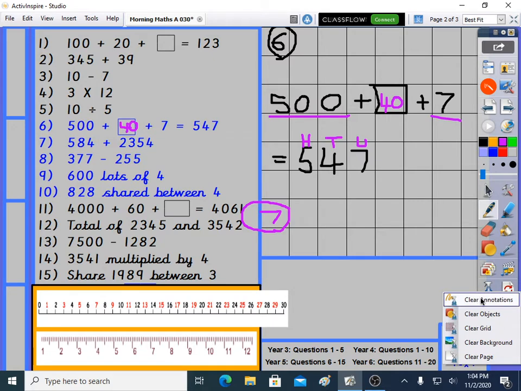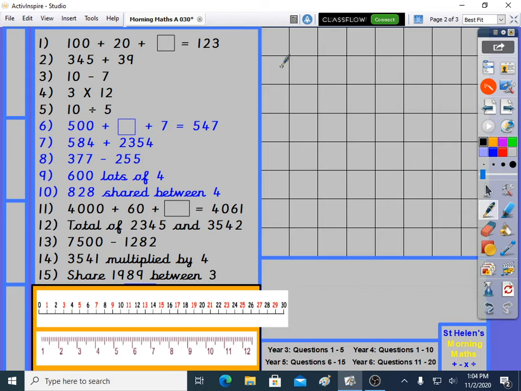Actually, I'm going to get a bit more space. Hopefully you've caught up with number 6 if you were behind. Question 7.